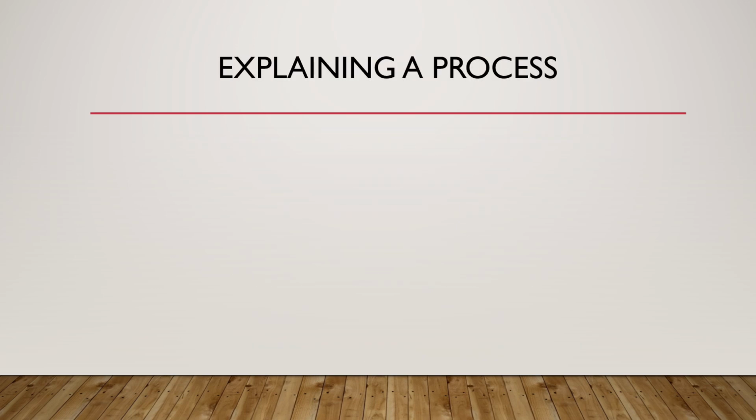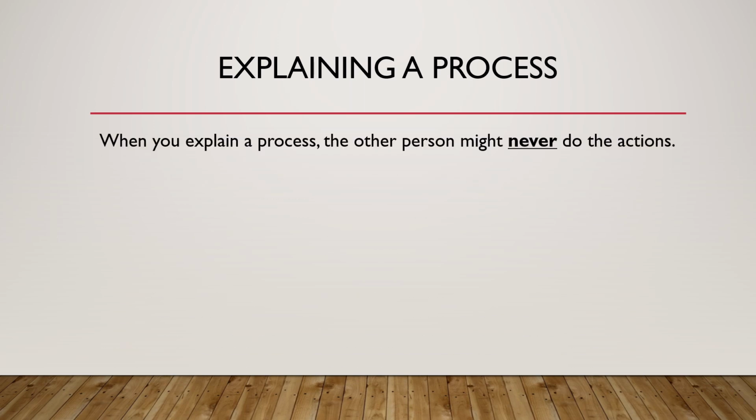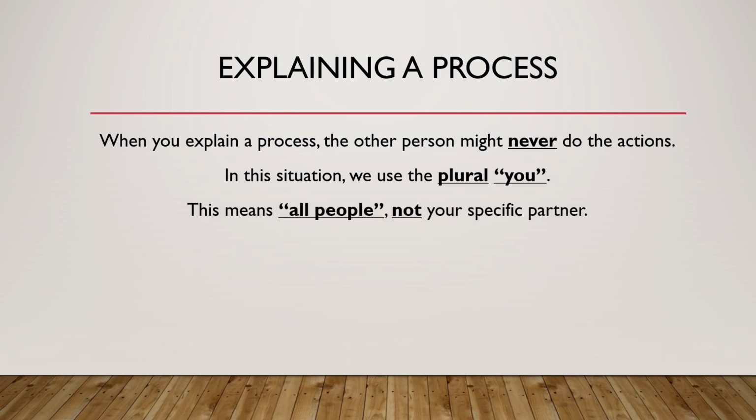Explaining a process. When you explain a process, the other person might never do the actions. In this situation, we use the plural you. This means all people, not your specific partner. Sometimes when we say you, we mean one person that we are talking to right now. Other times when we use you, we mean all humans, all people.